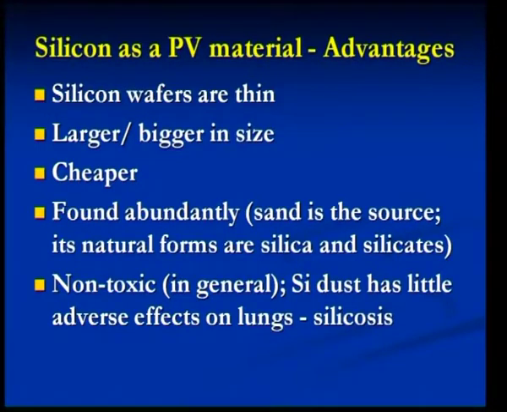They are available in bigger sizes, where you can increase the surface area. It is also cheaper, and it is found abundantly. Basically, sand is the source for your silicon. Its natural forms are silica and silicates that are naturally available, from which the silicon can be produced.